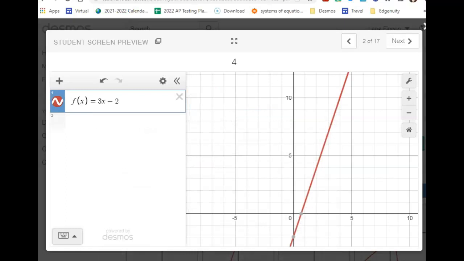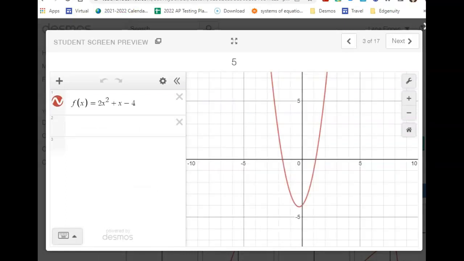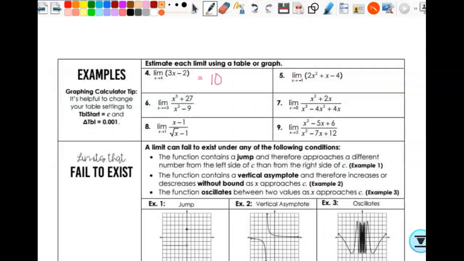The next one, the limit as x approaches negative 1 of 2x squared plus x minus 4. So as x approaches negative 1 here, again, my hand's in the way. As I approach negative 1 from this side and this side, what does it look like I'm going to get? Negative 3, yes. Now, on both of these, had I just substituted in this number, like if I'd done 3 times 4 minus 2, I'd get 10. If I substitute negative 1 into here, I'll get negative 3.